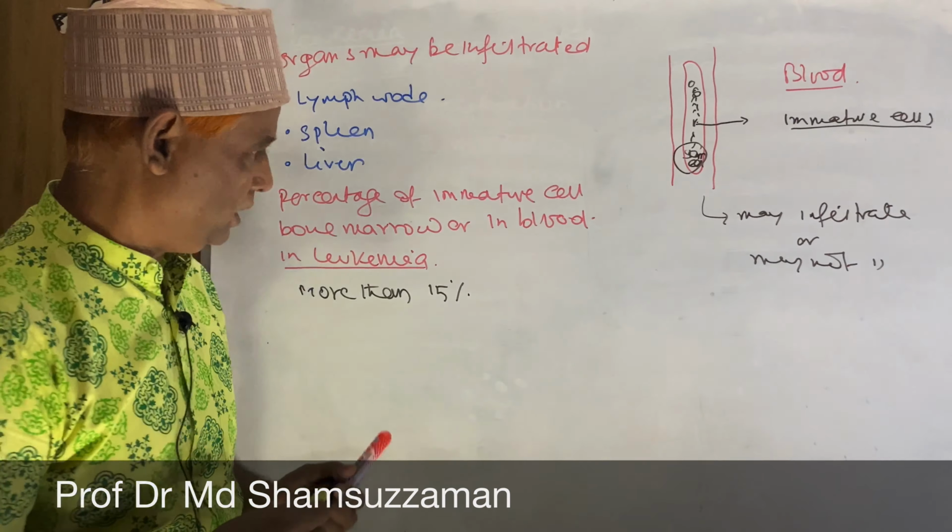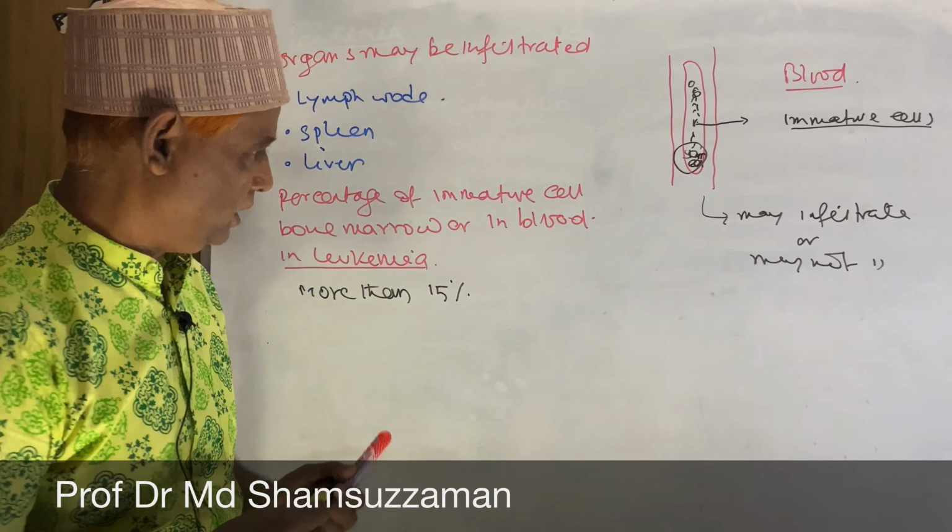It may be myeloid leukemia. Myeloid leukemia is of two types. One is acute myeloid leukemia, or it is called acute myeloblastic leukemia. The abbreviation of acute myeloblastic leukemia or acute myeloid leukemia is AML.